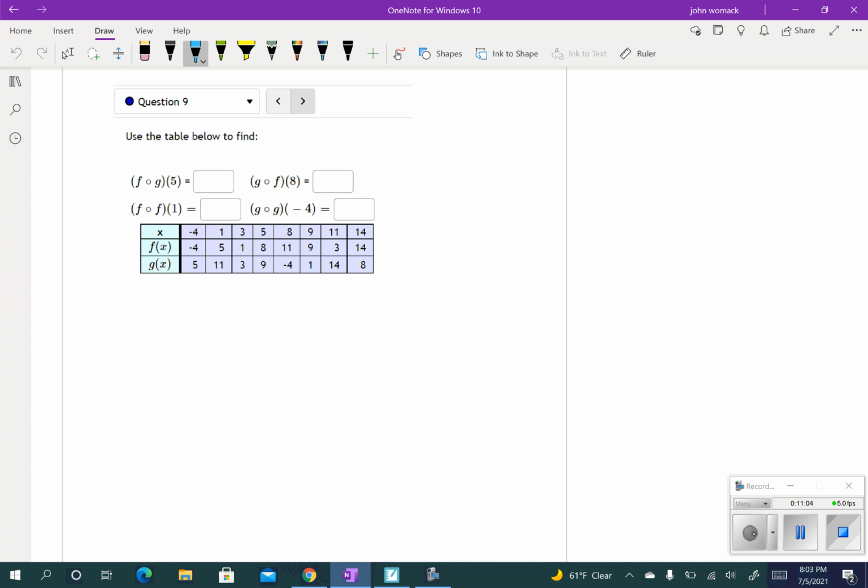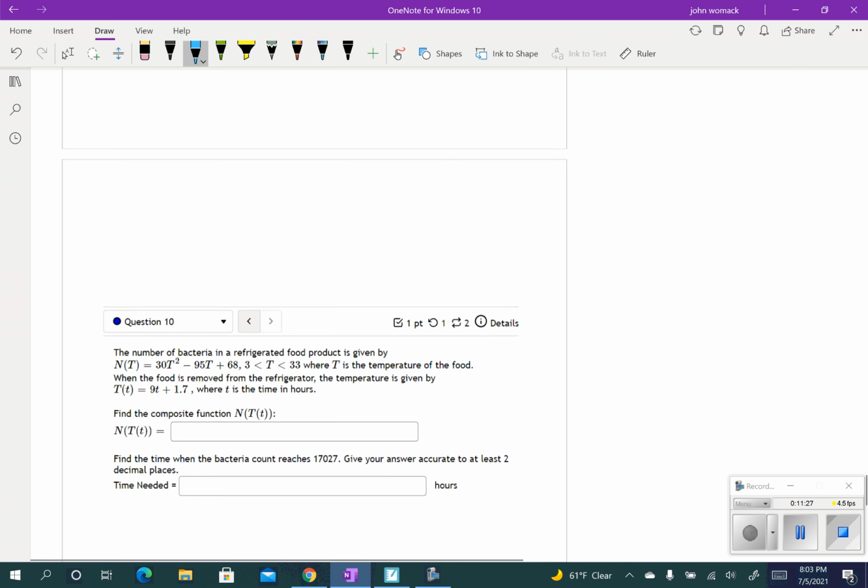So if I want to find the first one, f of g of 5, first plug 5 into g. So I come up here, here's 5. When I plug it into g, I get 9 back out. So now I have f of 9. So now I come back up here, 9's right there. This time I'm plugging into f, so I get 9 back out. So it's a little confusing the way that table is written, but same thing as we've done.